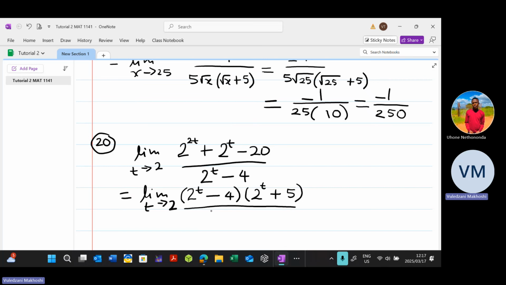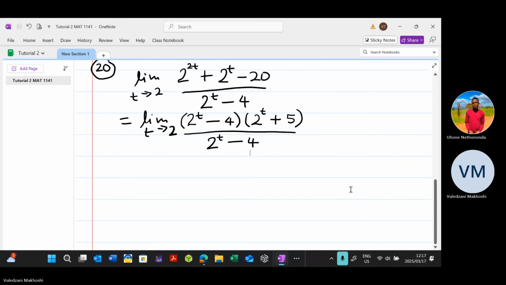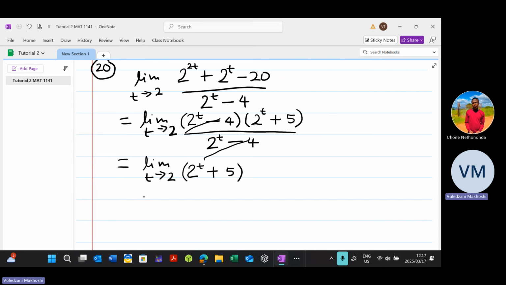Divide everything by 2 to the exponent of t minus 4, like that. So this is equal to the limit when t is approaching 2, and then we can see that this and that can cancel out. So we're left with 2 to the exponent of t plus 5, which is equal to, now 2 is in the domain of this function. It will be 2 to the exponent of 2 plus 5, which is 4 plus 5, which is 9. There we are.